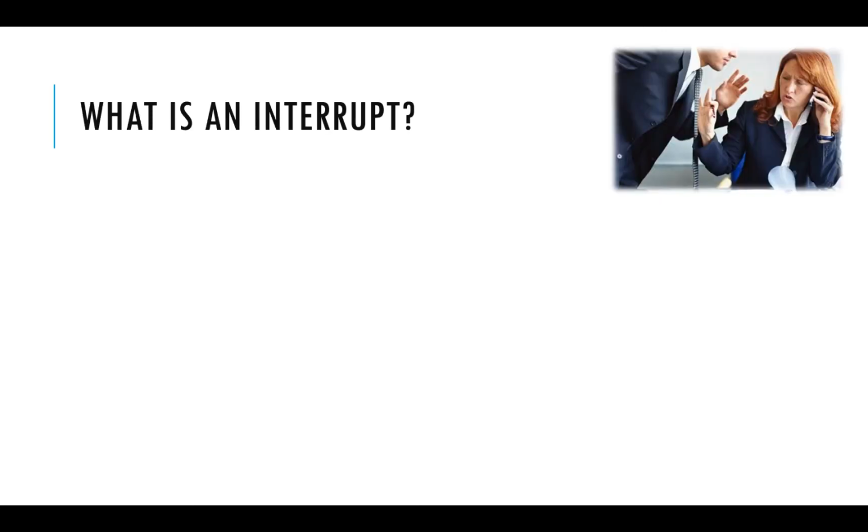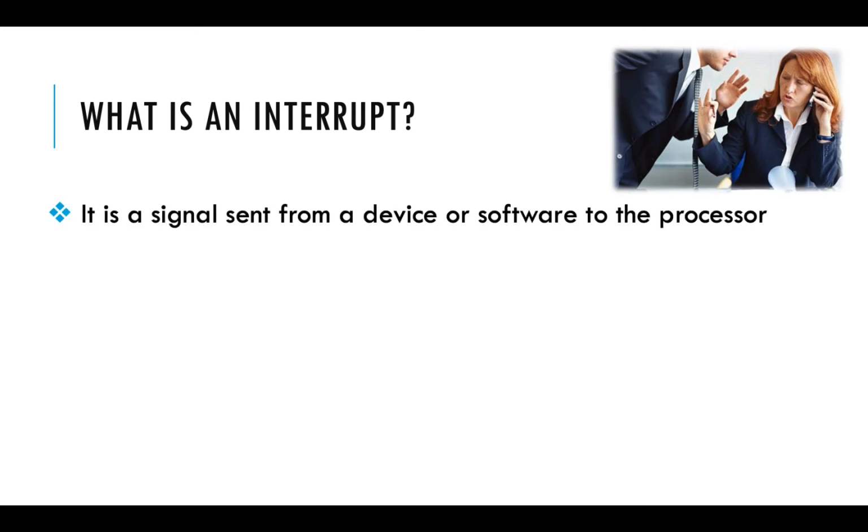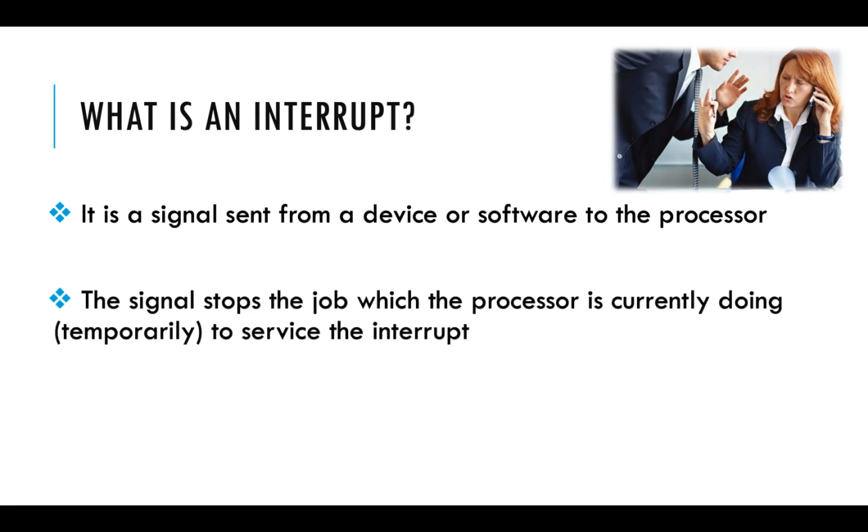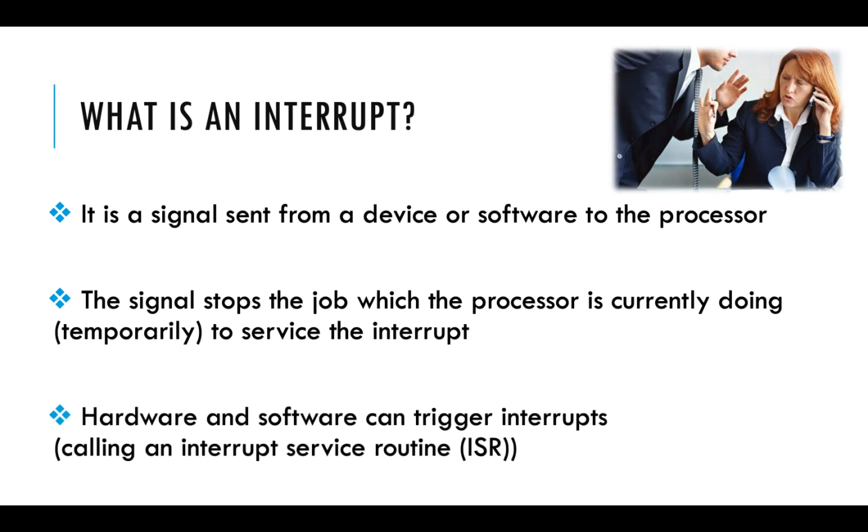An interrupt in the computer sense is a signal sent from a device or software to the processor. The job of an interrupt is to stop the current job which is on the processor and cause an interrupt to the system. Hardware and software can trigger interrupts using something called an interrupt service routine, or an ISR.